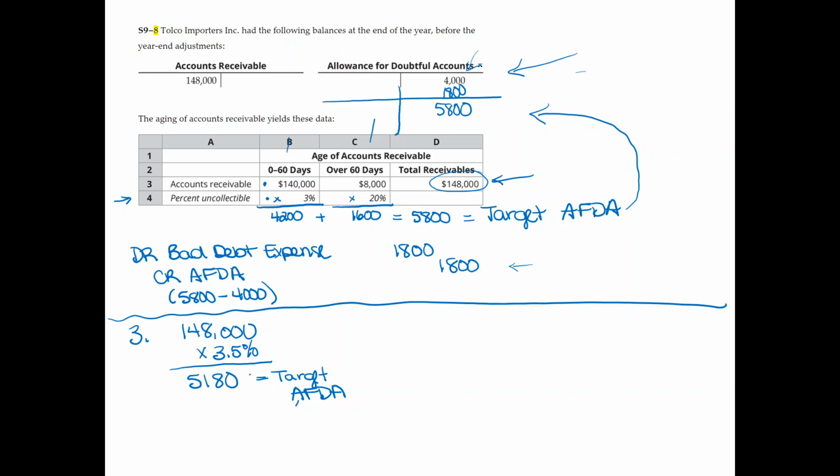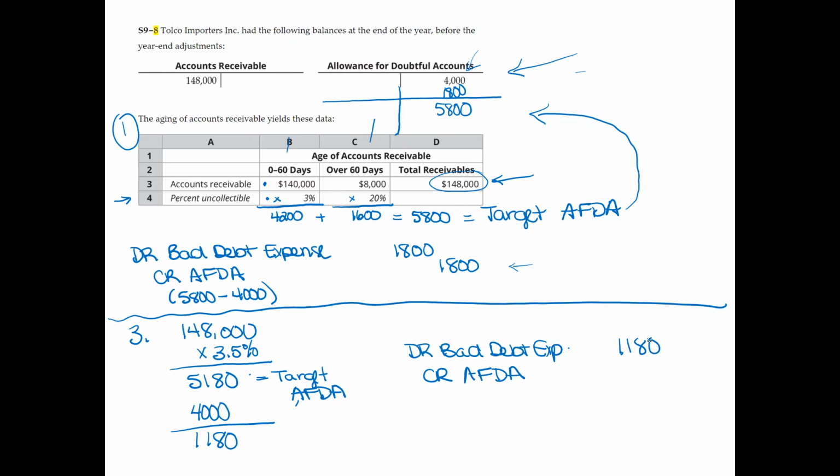And we're ignoring what we recorded before. So now we're just saying our opening balance was 4,000. You wouldn't do this in addition to what we did in part 1. We are doing it instead. So that's why we go back to that $4,000. And that means we need to book 1,180 in our journal entry. So we would debit bad debt expense and credit the allowance for doubtful accounts for 1,180.